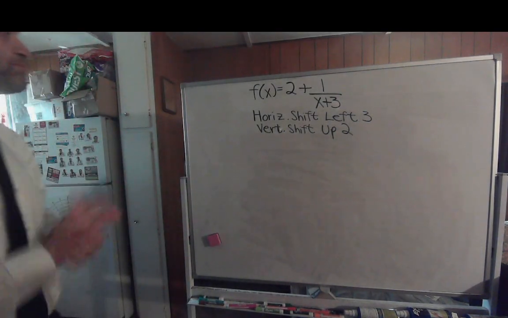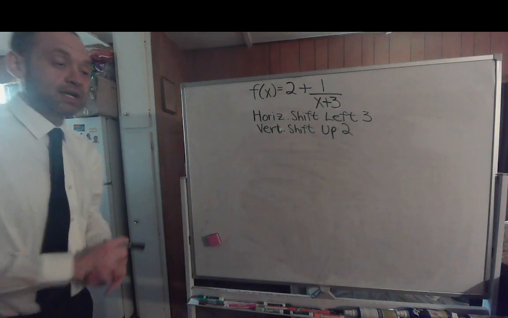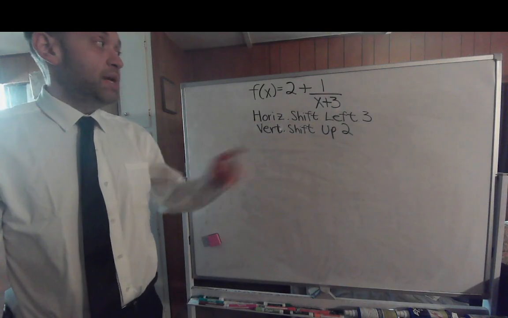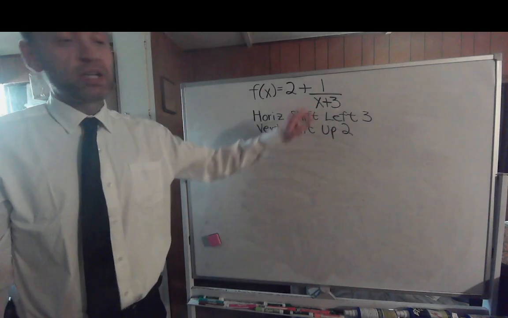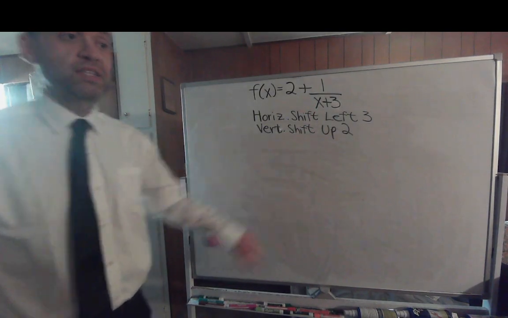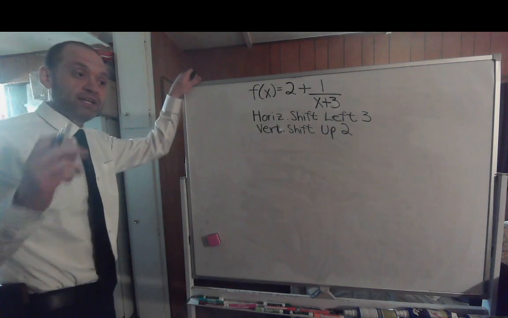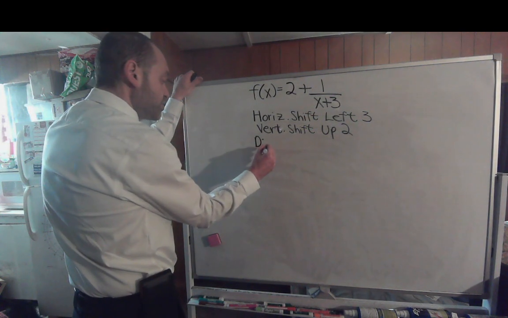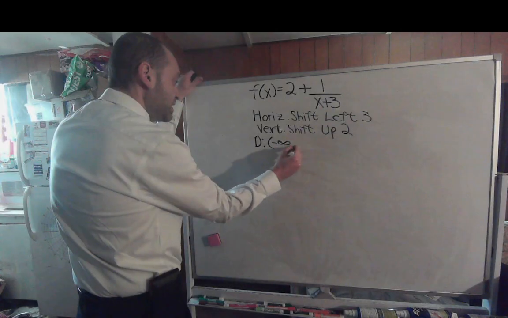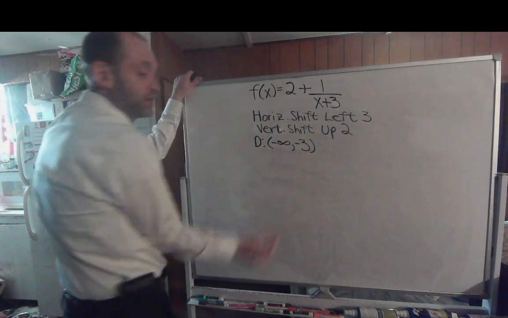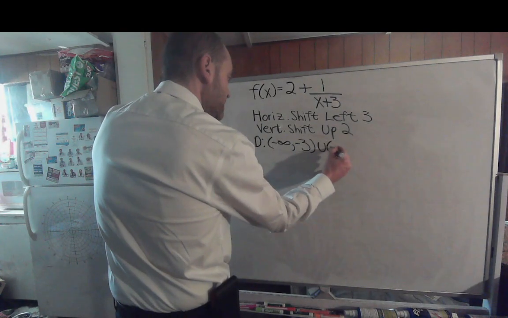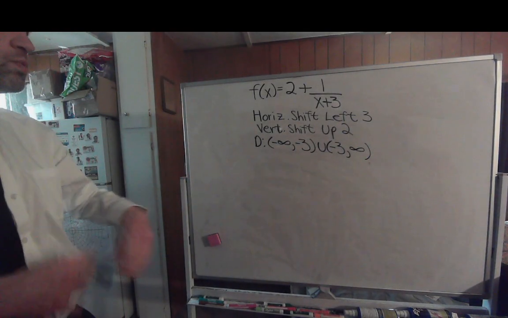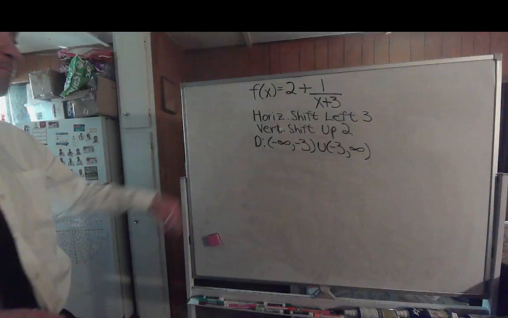Alright, now let's look at the domain. Again, that's for any value of x that would not make this undefined. If you set x plus 3 equal to 0, you would get x equals negative 3. That's the only place where the function's undefined. So your domain goes from negative infinity to negative 3 non-inclusive, in union with negative 3 non-inclusive to infinity. So you can have any value of x you want except for negative 3.